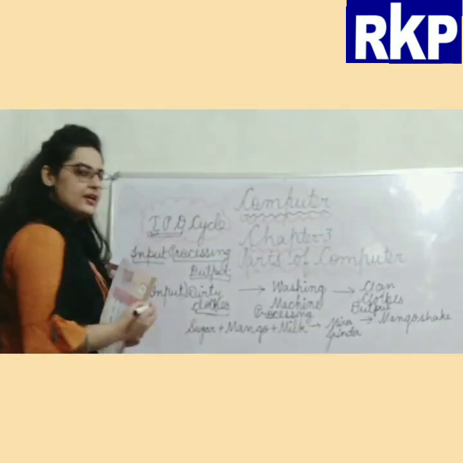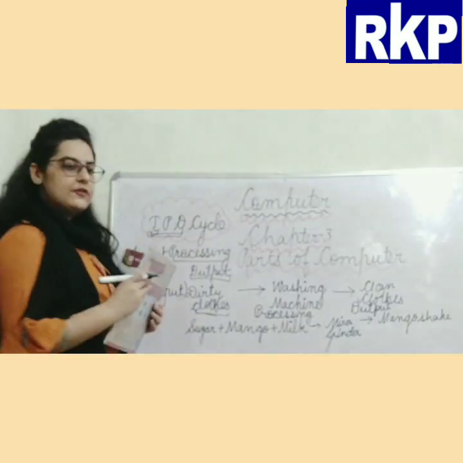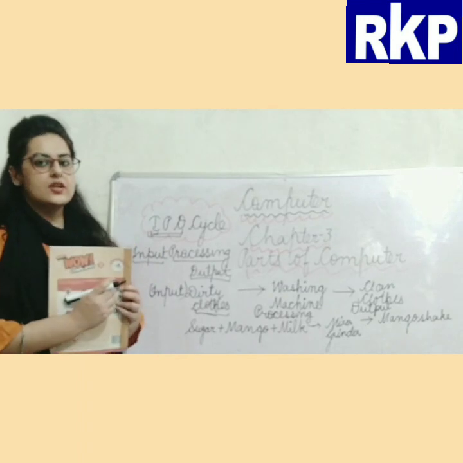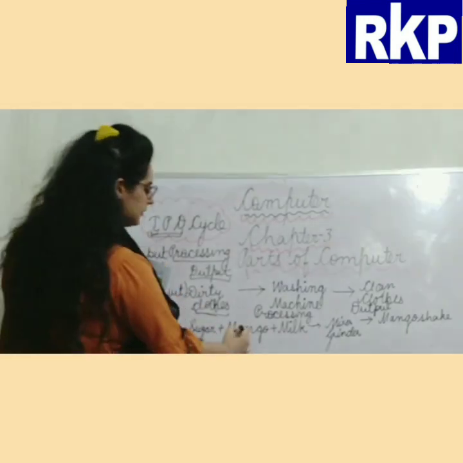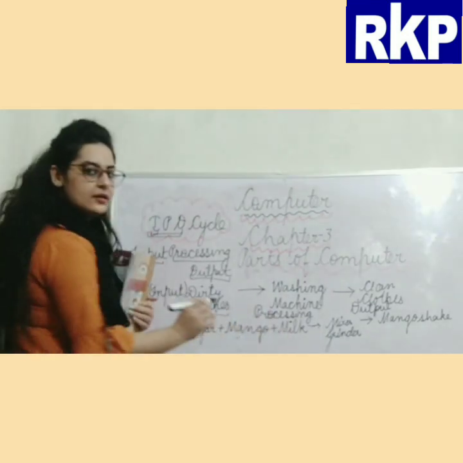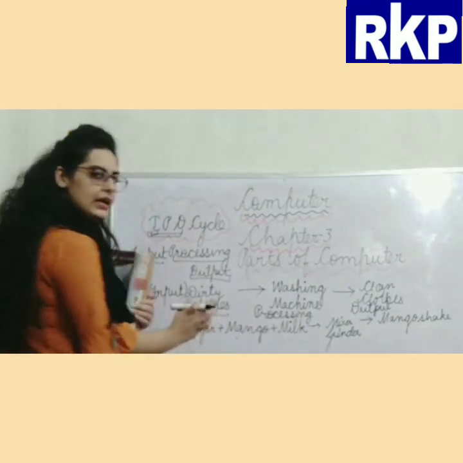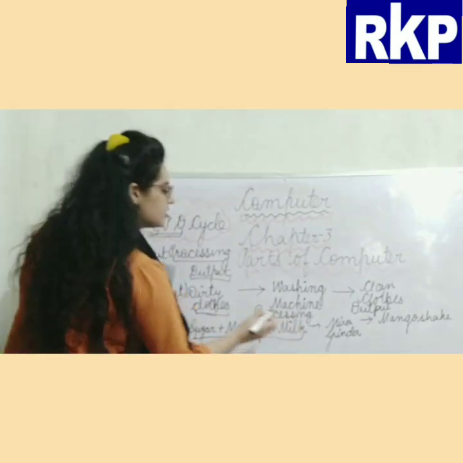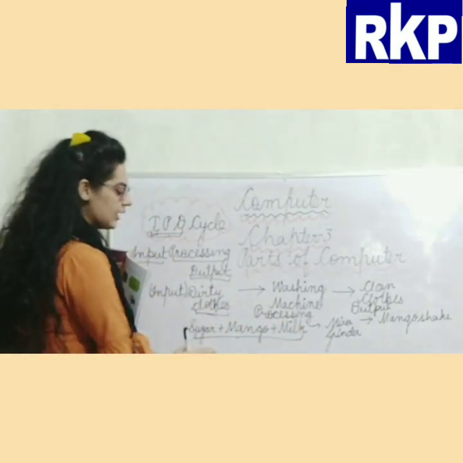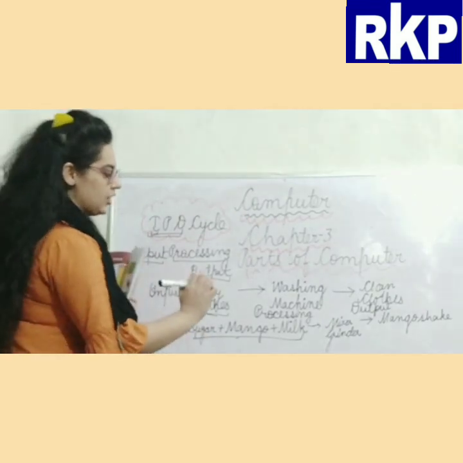Now let's take one more example. When we make a mango shake, how many products do we need? We need sugar, we need mango and we need milk, right? So these are the input to make mango shake because we need these three products to make mango shake. So this is the input to make mango shake.